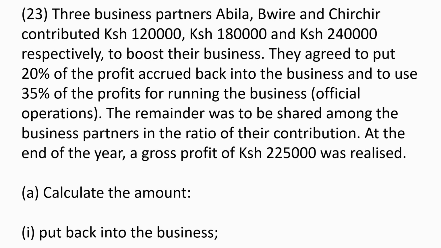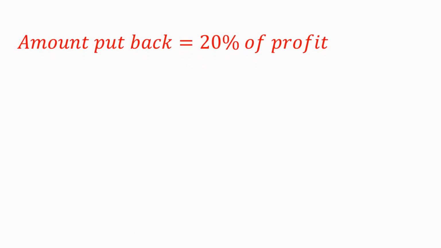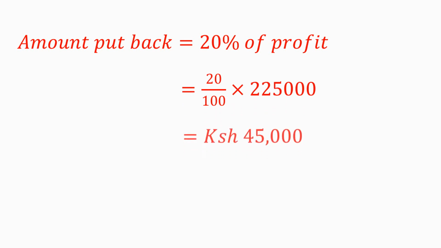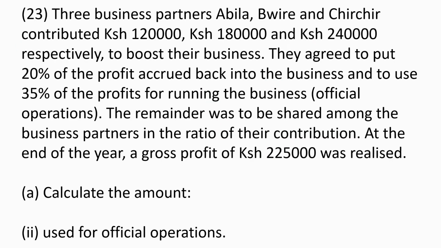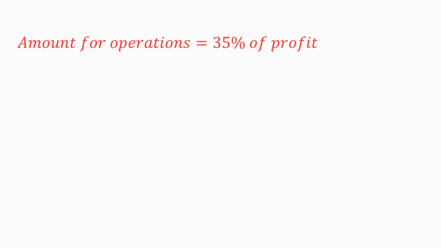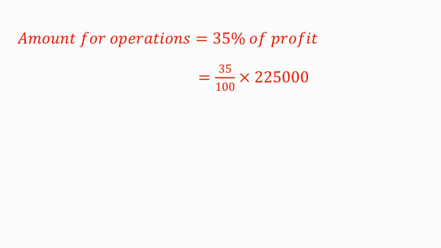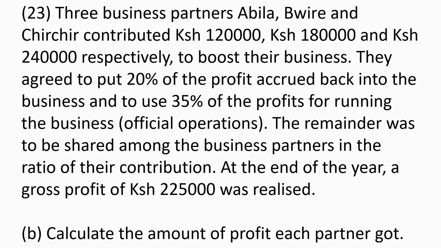Part A, calculate the amount, section 1, put back into the business. So we need to find the amount put back in the business, and that amount was 20% of the profit. And so we have 20 over 100 times 225,000, which was the gross profit, and it's equal to 45,000 Kenya shillings. Question 23, part A, section 2. Calculate the amount used for official operations. The amount used for official operations was 35% of the profits. So we have 35% of 225,000, and it's equal to 78,750 Kenya shillings.